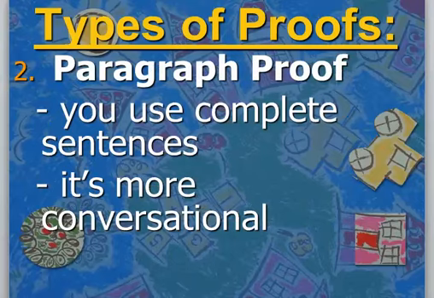There's a second type of proof called a paragraph proof. It's exactly what it sounds like. You put the proof into a paragraph using complete sentences, and it's more conversational. It's like someone saying that they were absent from class, and so you're explaining the proof to them. Whole sentences, whole thoughts. Each sentence incorporates a statement and a reason somewhere in the wording.